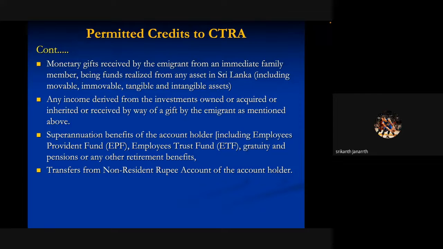Any income derived from investment owned or acquired or inherited or received by way of gift by the immigrant. So it is again any income derived from any investment owned, acquired, inherited or by way of gift. So whatever investment that has been invested here, that income also can come into the CTR account because that is whatever money you invested. So that belongs to you. It can be inherited or it can be gifted. It can be owned by you, can go back to your CTR account. Whatever treasury bill you invested in, or FD you invested in, or you invested in some shares, the dividends are coming to you. So that can go into your account. It can be gifted by your immediate family member also.